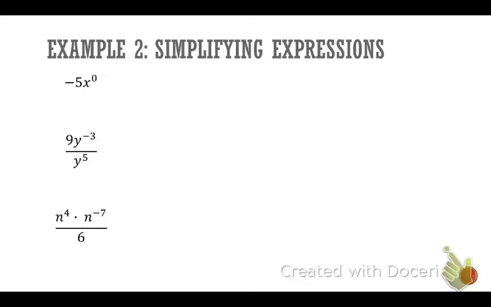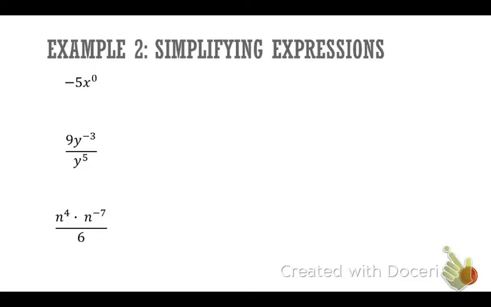Now we have a product of multiple terms. Remember, I'm going to have these negative exponents. I'm going to have exponents of 0. Negative 5x to the power of 0. Which term has a 0 exponent? X. Negative 5 has its own exponent. If nothing's there, what is it?